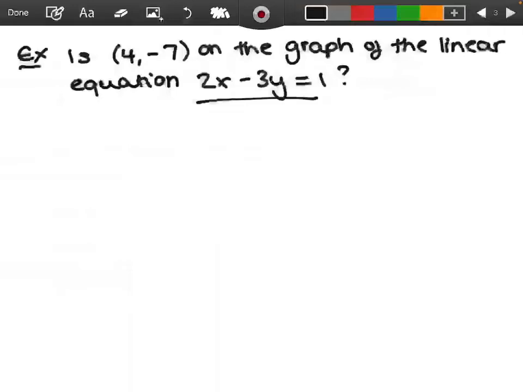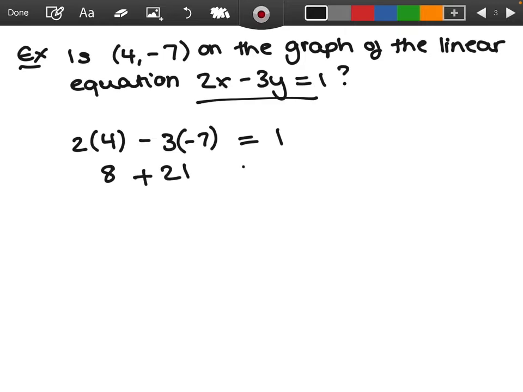You're going to plug in the x-coordinate and the y-coordinate, and if it's satisfied, then this particular point is on the line. So 2 multiplied by 4 minus 3 multiplied by negative 7. We want that to equal 1. So I've plugged in my x, plugged in my y, so I get 8. Then negative 3 times negative 7 is 21. And then 8 plus 21 is 29. Well, that doesn't equal my right-hand side of 1. Therefore, this point is not on the line 2x minus 3y equals 1.